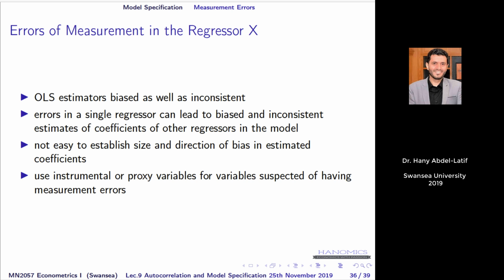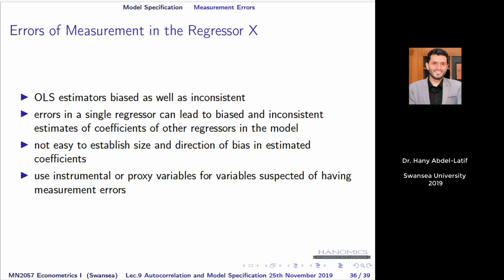Okay, so even if it happened with one, it's a more serious problem. It's very serious because again it will cause your estimation to be biased. In that case, it is very difficult to establish the size and the direction of the bias, because if it was possible to know how much the bias is, then you can take into consideration the size and the direction of the bias.